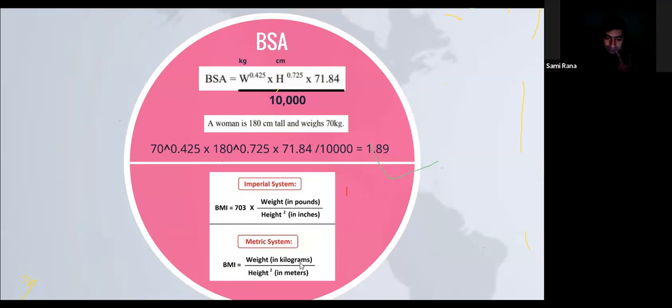So the BMI, just memorize this formula. You can memorize both of these. The upper one is for pounds and inches, and the downside is for kilograms and meters. You just memorize the lower one and convert the unit when you need to.